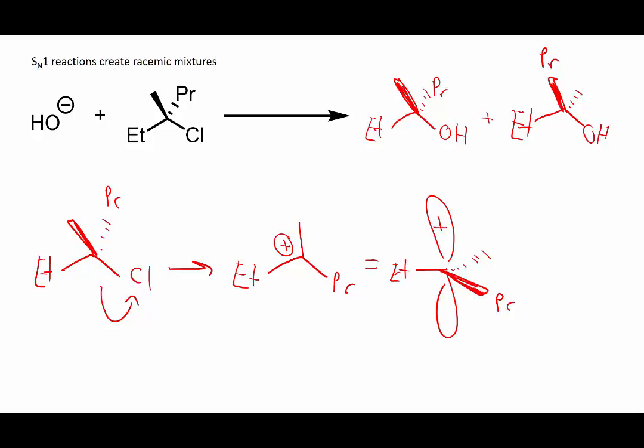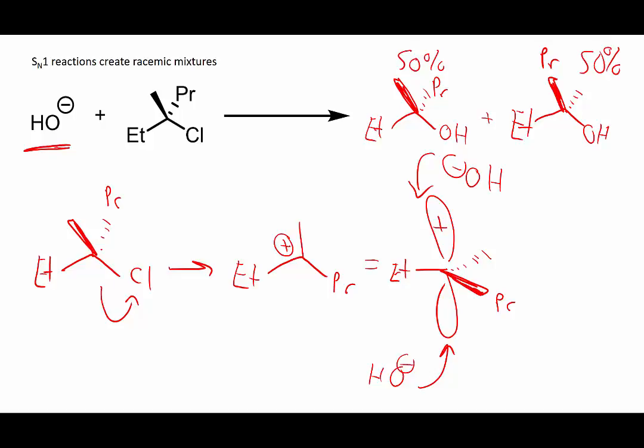Because this is symmetric, our nucleophile, in this case the hydroxide, can either attack from the top face or the bottom face. Either way is equally likely. Because of this, we will get a 50% mixture of each of the two enantiomers. This is called a racemic mixture, where we have a 50-50 mix of two enantiomers.